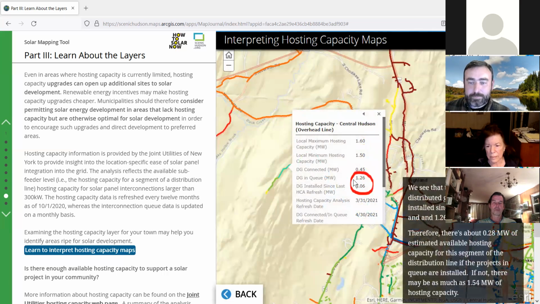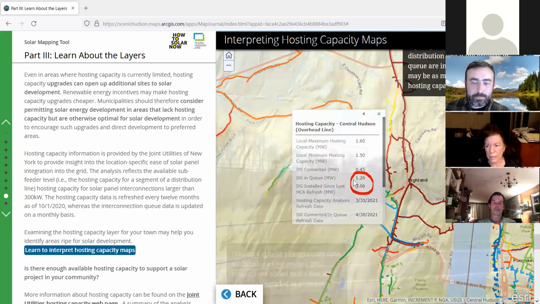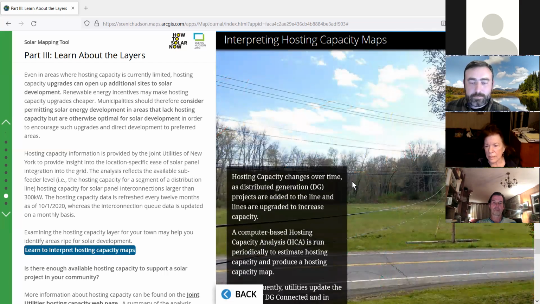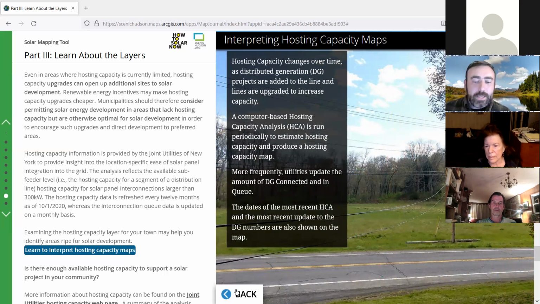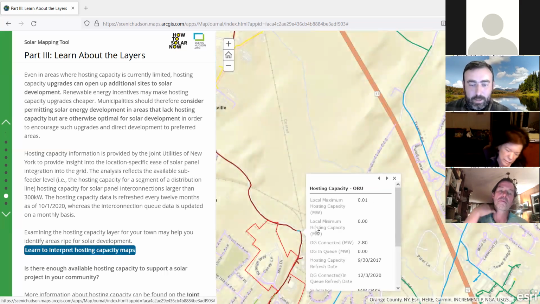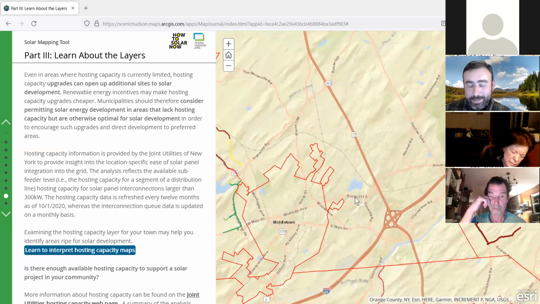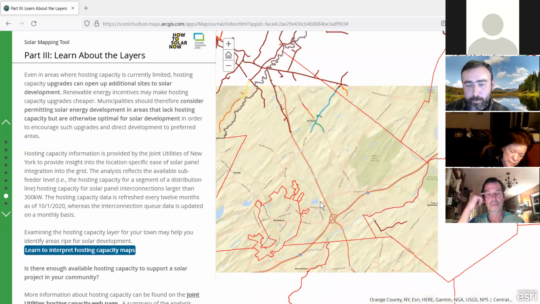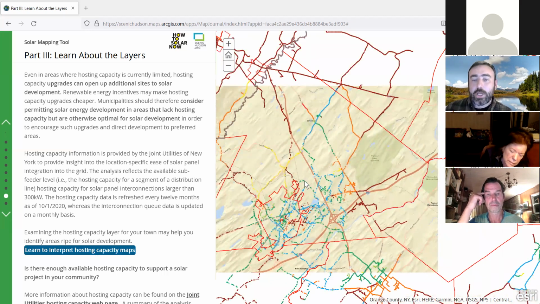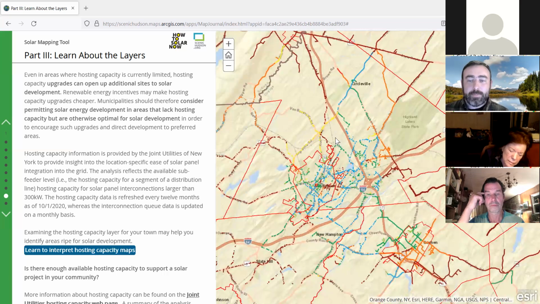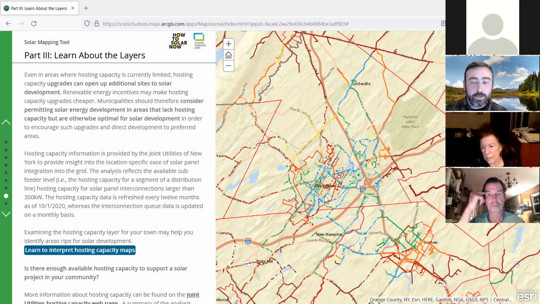Hey, Alex, how do you identify a substation on the map? So we actually, they're not mapped on our map, I'm sorry to say. We had trouble getting a complete data set to put into the solar mapping tool. Some of the utilities are more forthcoming with those locations and others are not. You can sort of surmise it because hosting capacity tends to be higher, closer to substations.